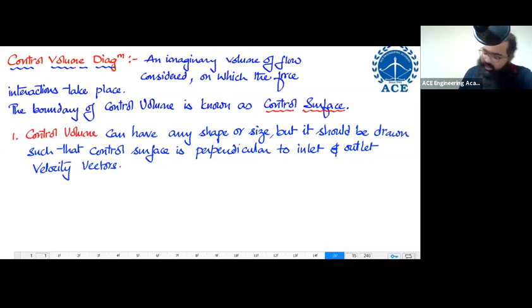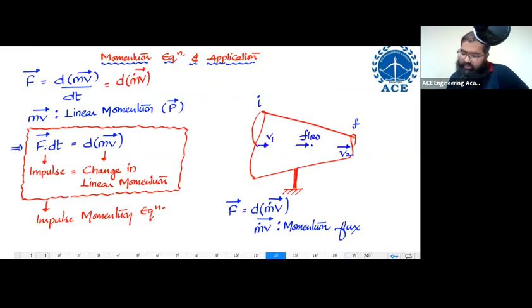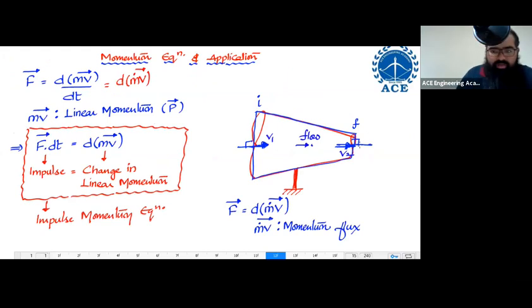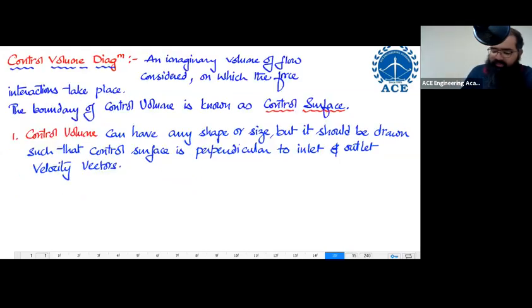What do I mean by inlet and outlet velocity vectors? You see over here, this is my inlet velocity. This is my outlet velocity. This entire thing is my control volume. You see my control surface is perpendicular to the inlet and outlet velocity vectors. That is the first rule you are having.